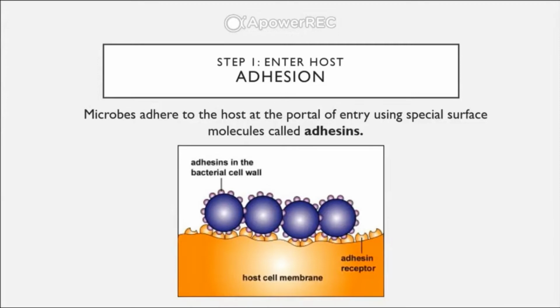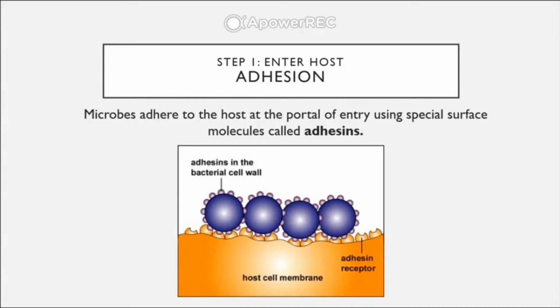Whatever the portal of entry, a microbe must have some way to remain attached to the host. So we need something called adhesion. And microbes adhere to the host at the portal of entry using special surface molecules called adhesins. Here we can see an example of adhesins in the bacterial cell wall. And what adhesins are specified to bind to are called the adhesin receptors. Here we can see on the host cell membrane there are adhesin receptors.